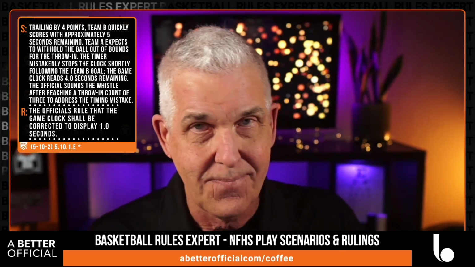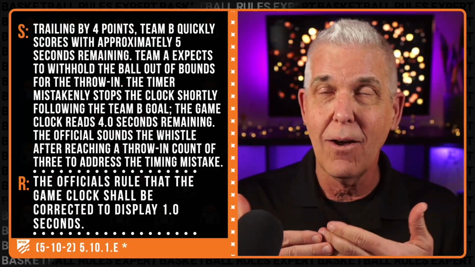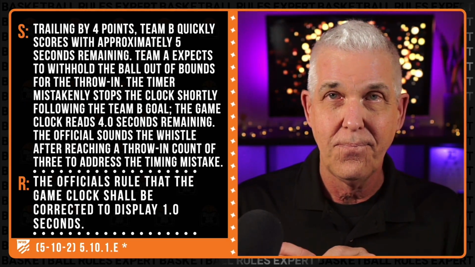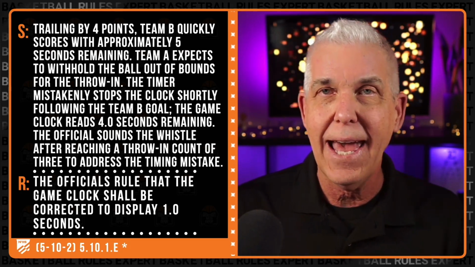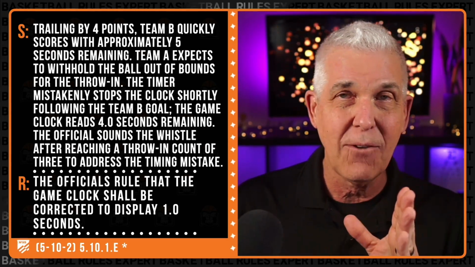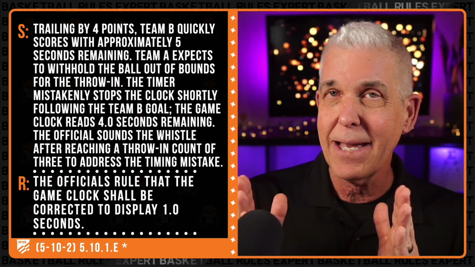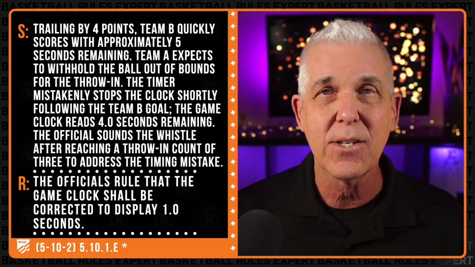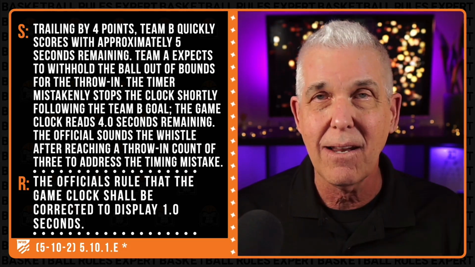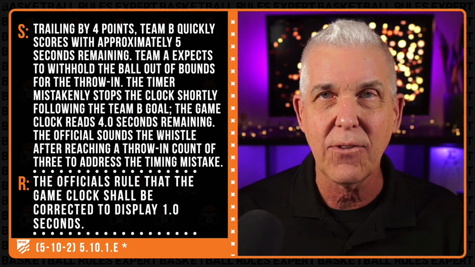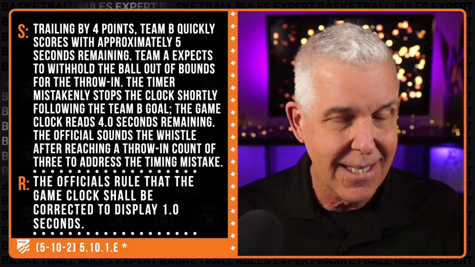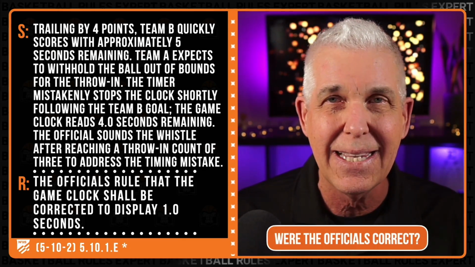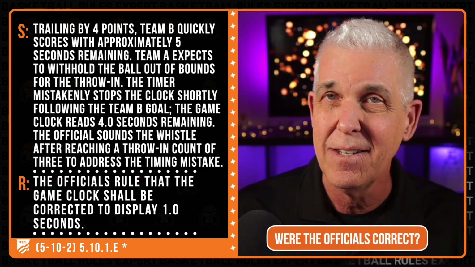In this situation, the ruling on the court is since the official blew their whistle, we're going to fix what we have. The clock stopped at 4. The official says, my count was 3, so I'm going to subtract the 3 seconds in this situation, put 1 second on the clock, have a resulting throw-in. Is this the correct adjudication by our crew in this unlikely situation?